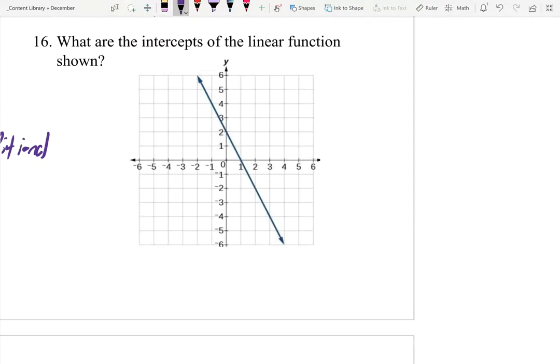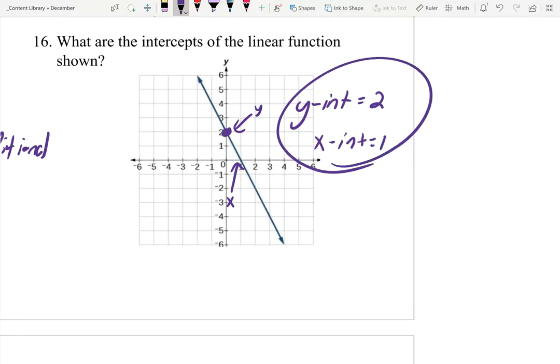What are the intercepts of the linear function? This is pretty easy. So the y-intercept is clearly 2. Y-intercept equals 2. And the x-intercept is definitely 1. So x-intercept equals 1. That's a very easy question on the test tomorrow. It is that easy on the test tomorrow. Just obviously make sure you understand the y-axis is this one, the x-axis is this one. Okay, well, that should help you.